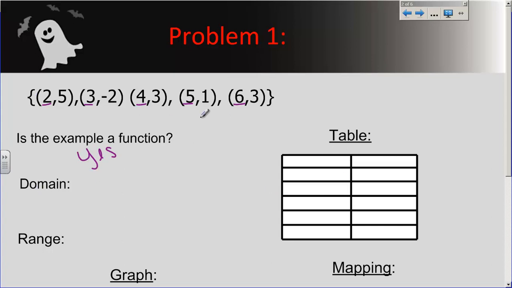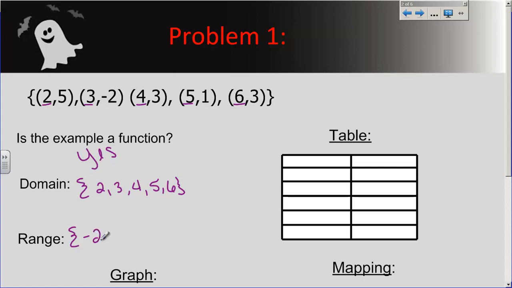If I want to list the domain of this function or this relation that I'm looking at, remember domain is all of the x values, so I'm just going to list my x values. I have 2, 3, 4, 5, and 6. My range is all of the y values, and I just need to list them. But the big important thing you need to remember is that it must always be in order from least to greatest. So my range values are 5, -2, 3, 1, and 3. Well, the 3 repeats, which is fine because it is a y value. It does not affect whether or not this is a function. It will affect how we write our range, however.